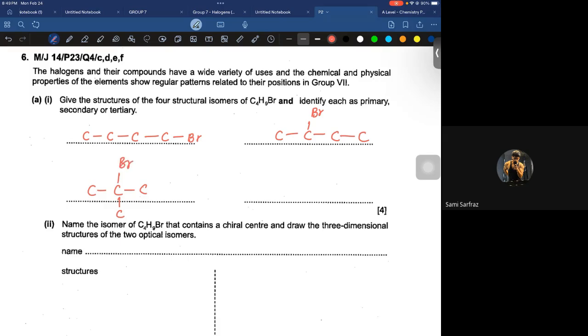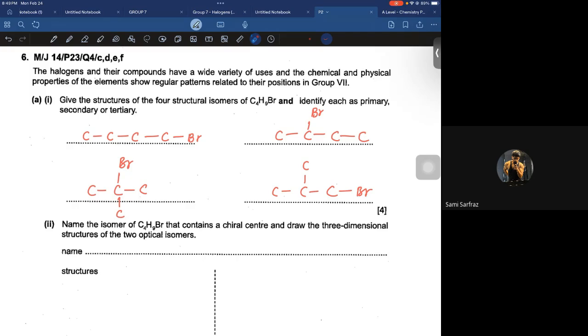And what should be the other possibility? I can draw this. To make sure that you are drawing the right one, the best way is to give the name.